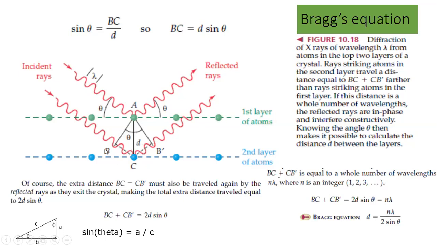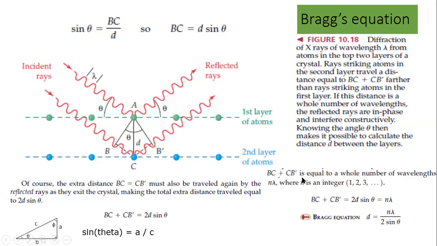So I have calculated this extra distance, and because these two triangles are the same, because there is constructive interference, similarly CB dash will also be equal to d sine theta. So the sum of BC and CB dash, that means the sum of this and this, will be equal to 2d sine theta. That means d sine theta plus d sine theta, so it will be 2d sine theta.